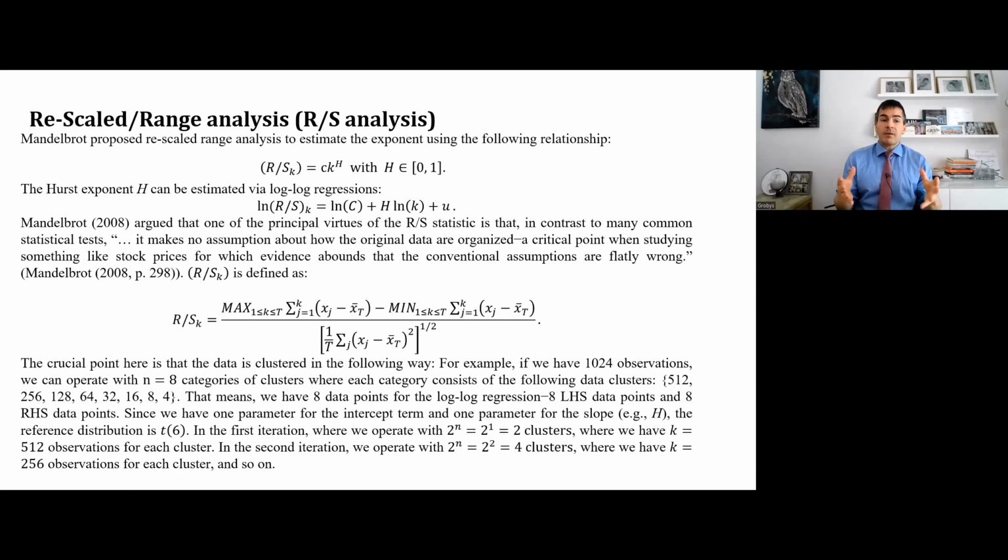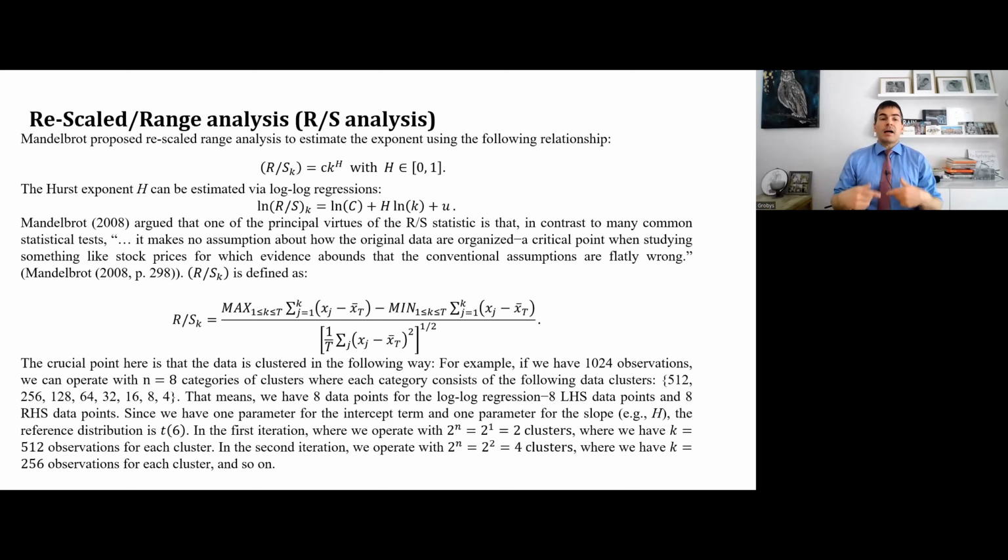Given that we have 2 clusters, that means we divide the whole sample of 1024 observations into 2 samples of equal size, here 512. And then we calculate our RS statistic for that cluster group. In the next iteration, we operate with 2 to the power of n, and here now n is 2, with 2 to the power of 2 is 4, so we have 4 clusters in that cluster group. And that means we divide the overall sample by 4, and that means we have in each sample 256 observations.